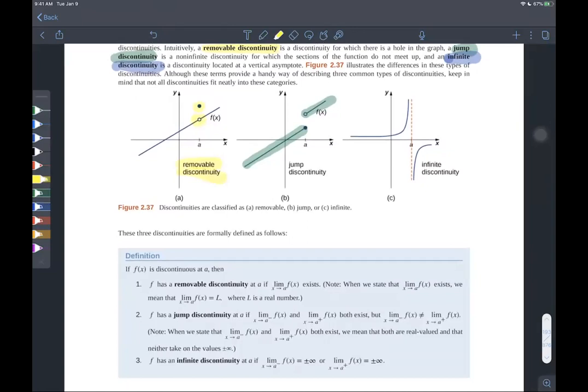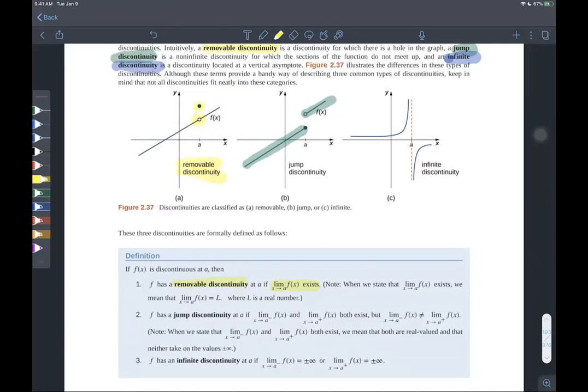If f of x is discontinuous at a, then f has a removable discontinuity at a if the limit as x approaches a of f of x exists. Note, when we state that the limit as x approaches a of f of x exists, we mean that the limit is equal to L, where L is a real number, right? We're not talking about an infinite limit, but a real number limit.